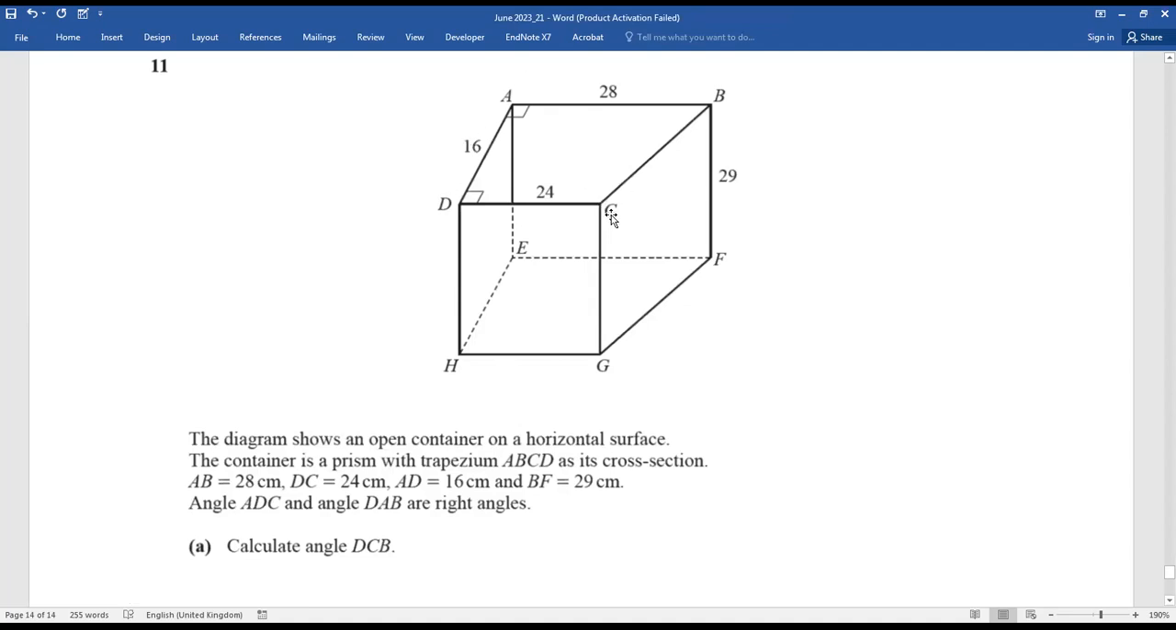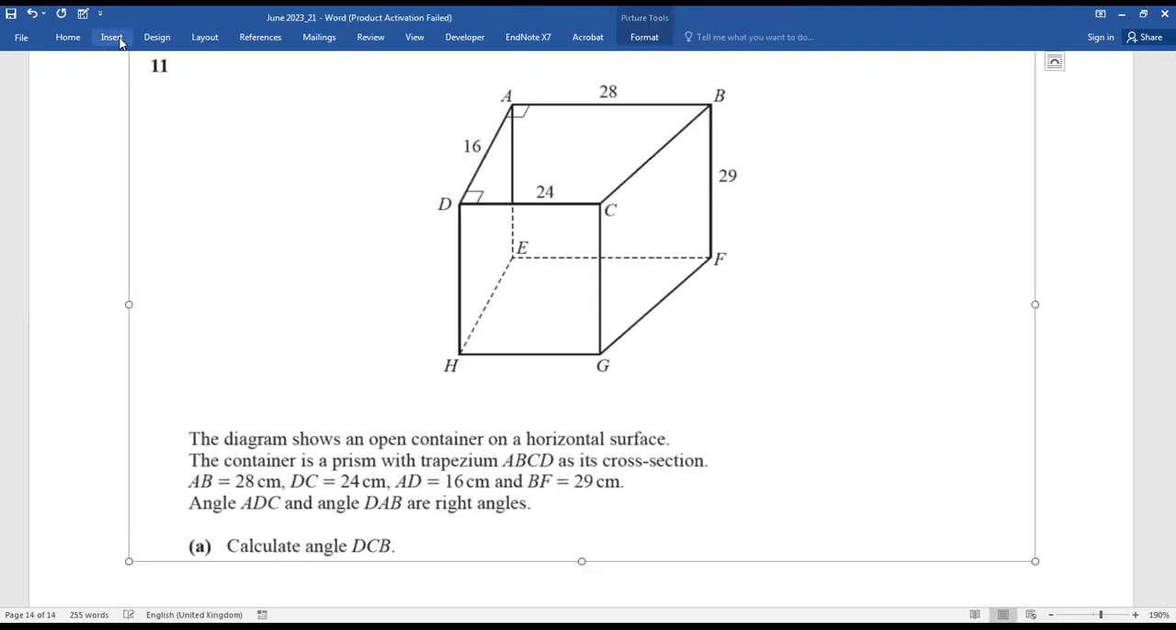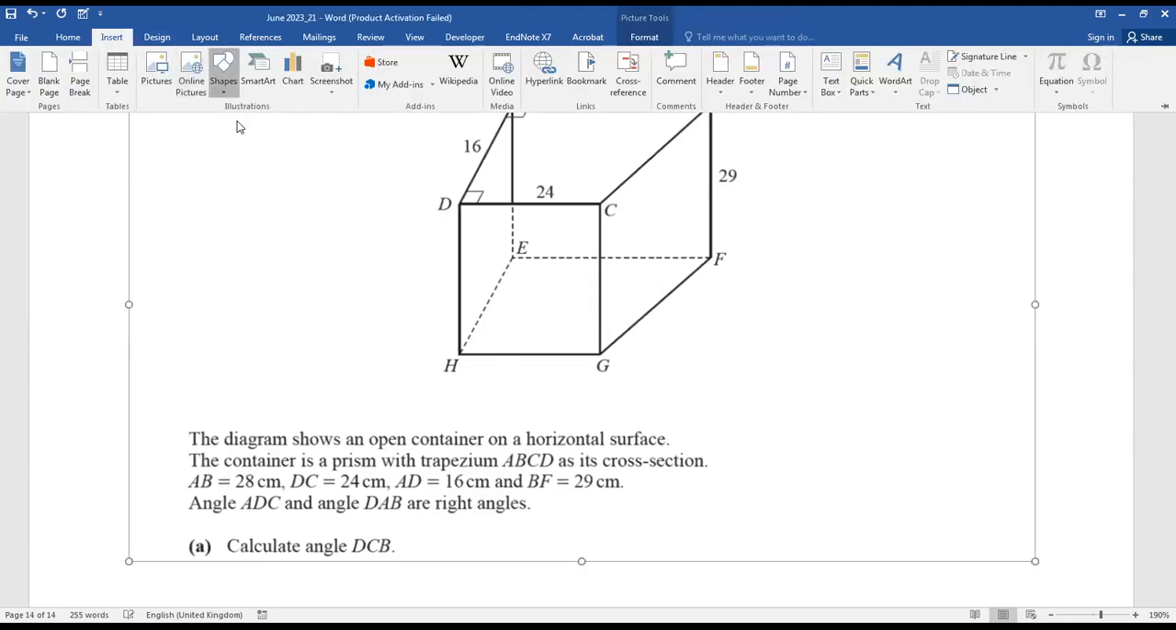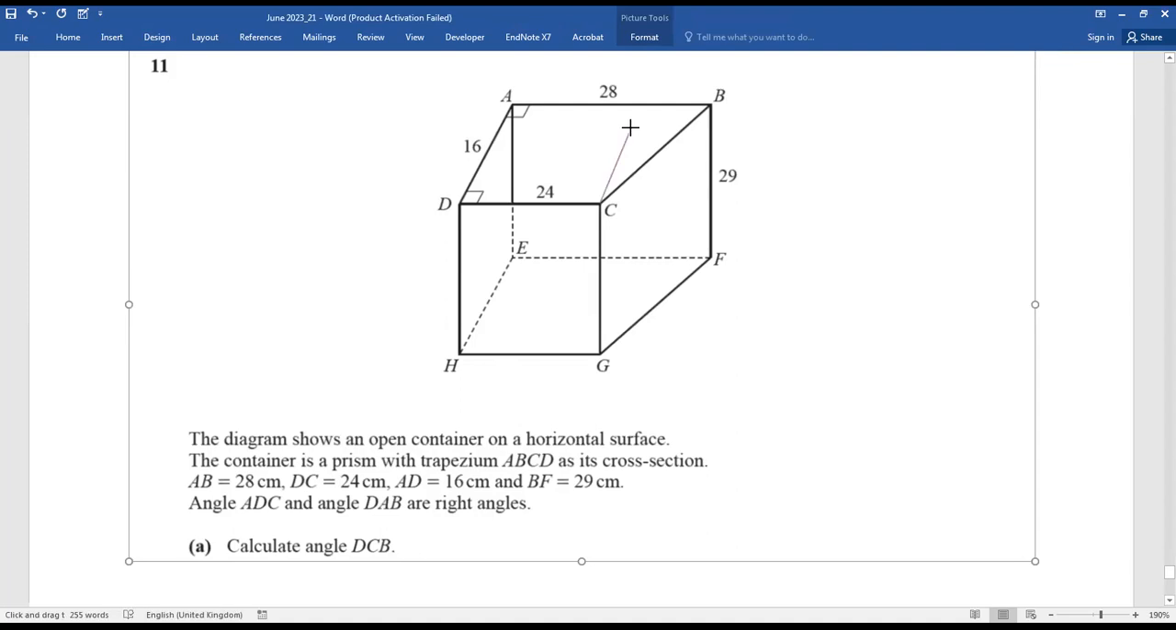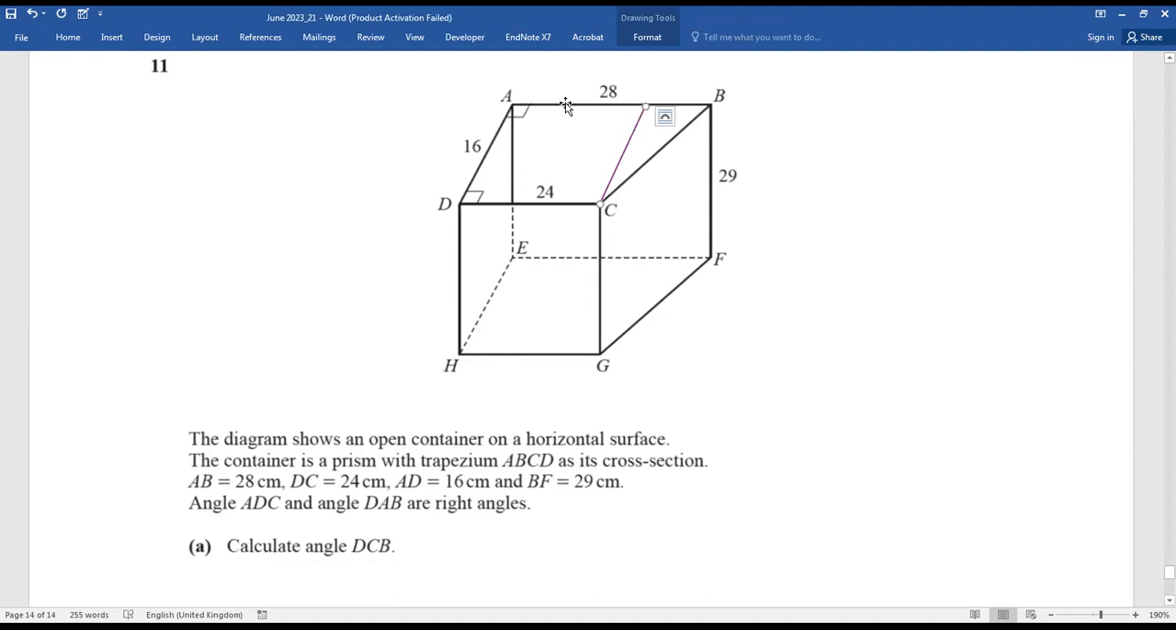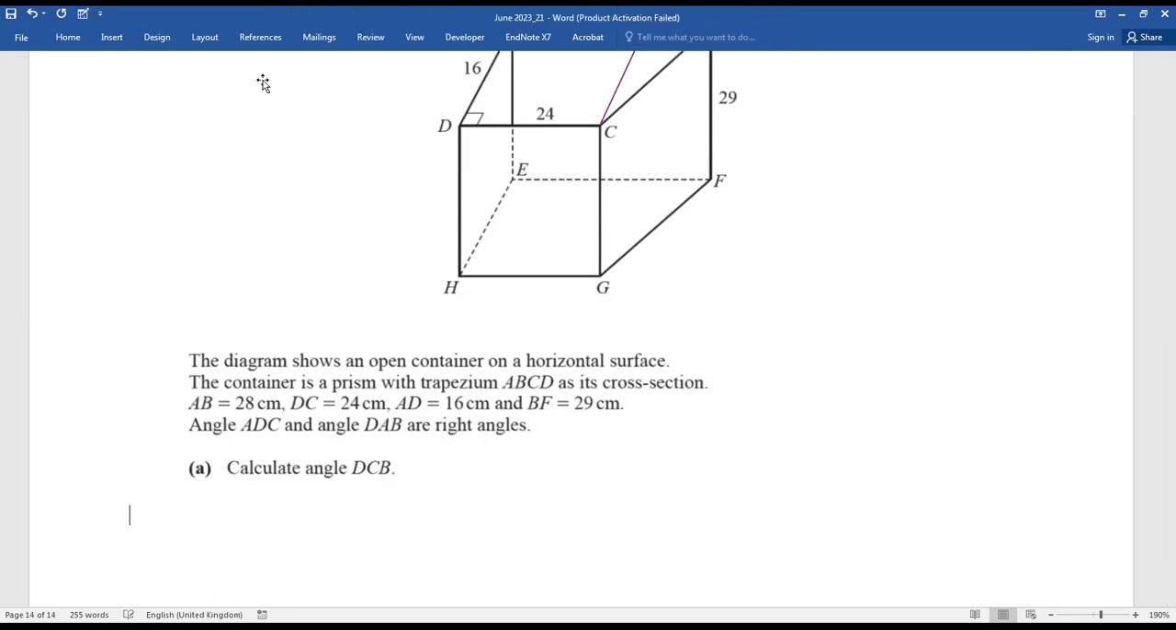If this is 16, I can imagine another line. I'll draw it just to make you understand. Another line on the top. This will be 16, this is 24, and the remaining side that I am left with is 4. So this is 16, this is 4. I'll just apply tan to get the remaining angle.